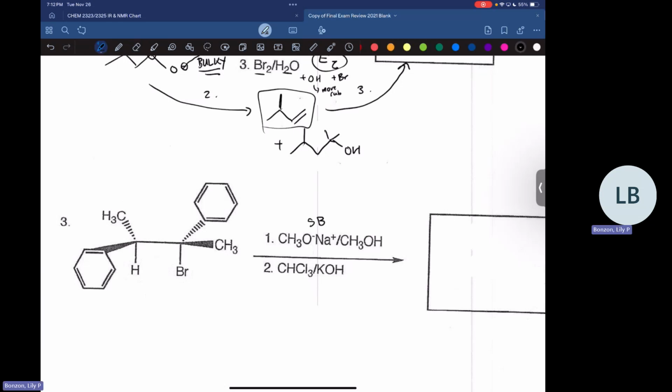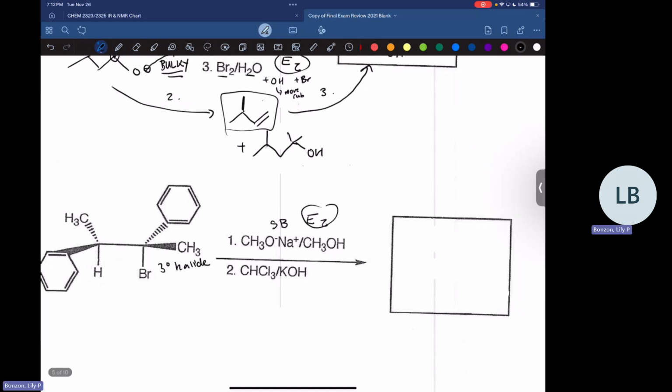We have, in this case, a tertiary halide. So again, we're going to do an elimination reaction. Remember, for E2, we need the hydrogen and the halide to be either trans-diaxial for a cyclic structure or anti-coplanar for a linear structure. So basically that just means we want our hydrogen and our bromine to be on opposite sides, so one up, one down, or vice versa.